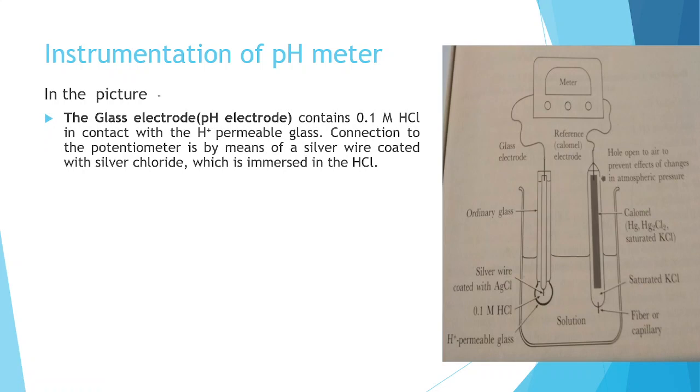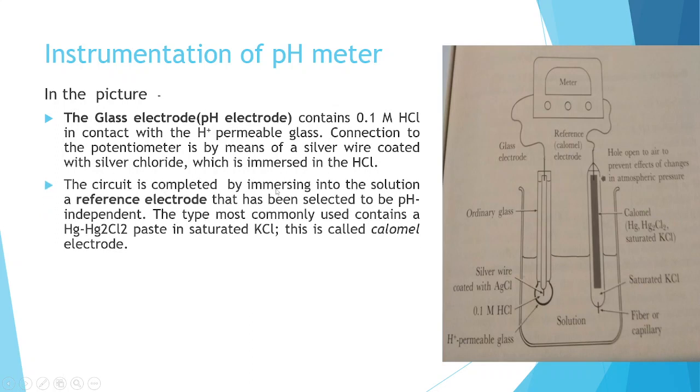Picture is explained here again. The glass electrode contains 0.1 molar HCl in contact with H permeable glass, which is borosilicate glass. Connection to the potentiometer is by means of silver wire coated with silver chloride, which is immersed in HCl. The circuit is completed by immersing into the solution a reference electrode that has been selected to be pH independent.